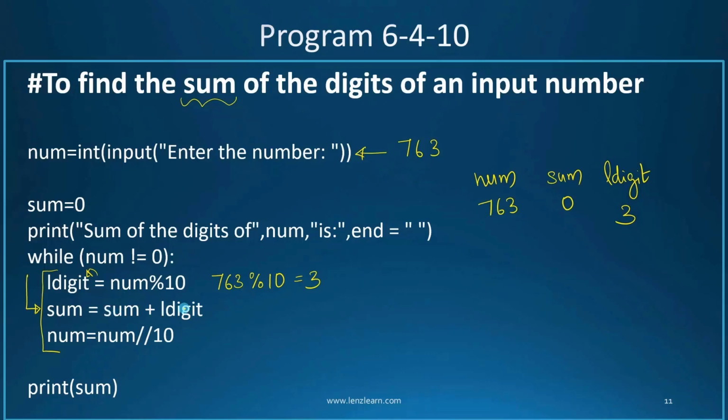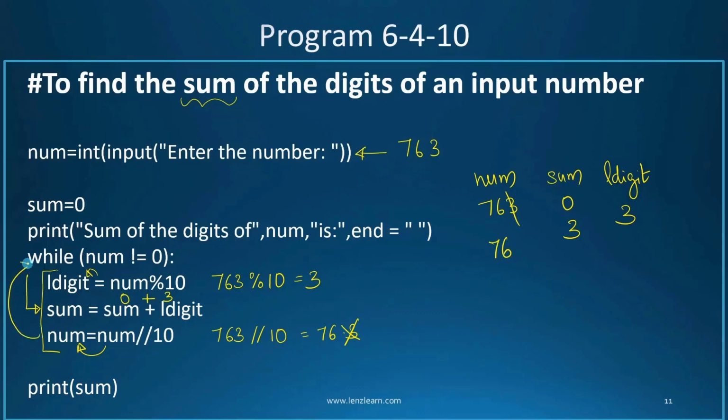After that, I will add the last digit to the sum. So right now the value of sum is 0, last digit is 3. So I will add 0 plus 3. The value 3 will be stored into sum. So now sum has value 3. Now before the next loop starts, I have to remove this 3. So what I will do, I will just do a floor division. So now num is equal to num, so the value of num is 763, floor divide 10. The result is 76.3. But as it's a floor division, this decimal part will be cut off. Only 76 will be available and that will be stored into num. So num now has 76.